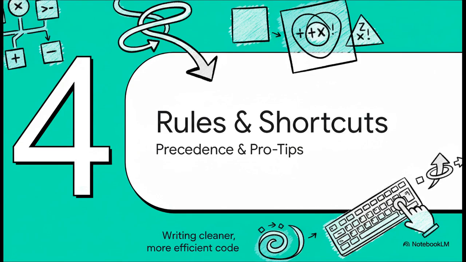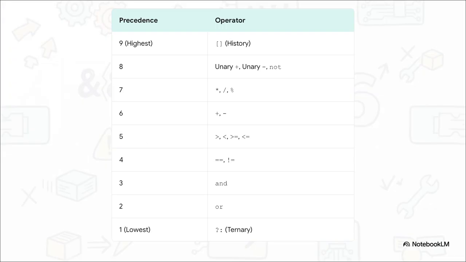All right, we've navigated the big traps. So to round things out, let's quickly cover the rules of the road. Understanding how PineScript prioritizes operators, plus a few key shortcuts, will help you write much cleaner code and avoid logic errors from the get-go. So PineScript has a very specific pecking order for how it handles operators.